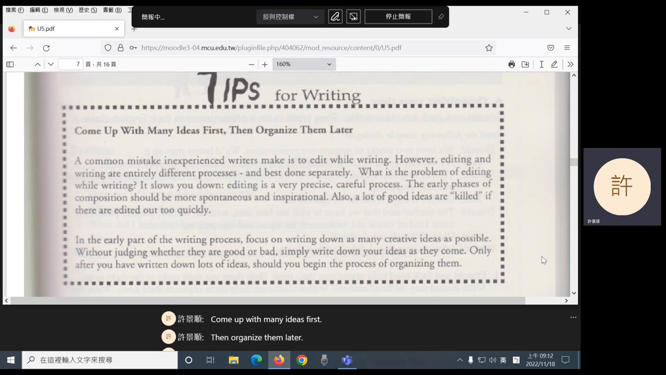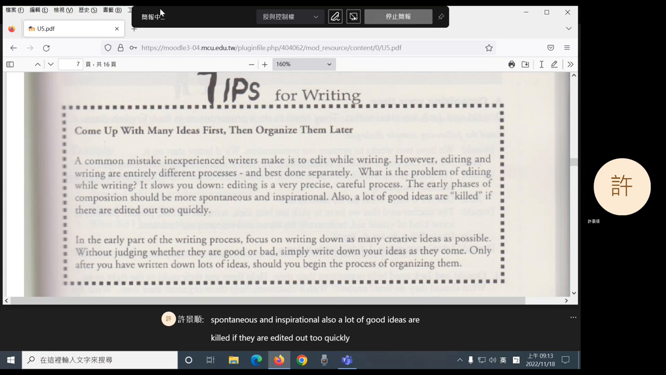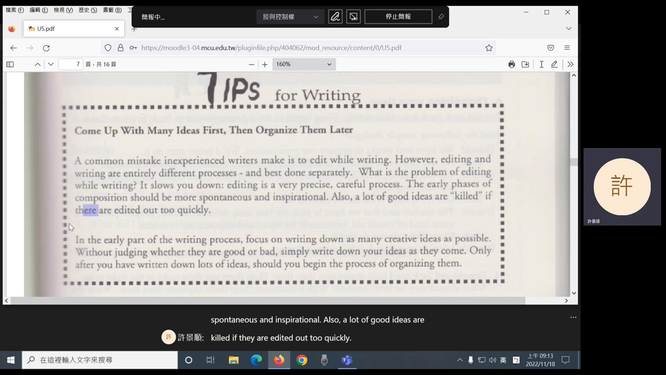A common mistake inexperienced writers make is to edit while writing. However, editing and writing are entirely different processes and best done separately. What is the problem of editing while writing? It slows you down. Editing is a very precise, careful process. The early phases of composition should be more spontaneous and inspirational. Also, a lot of good ideas are killed if they are edited out too quickly. This should be they.